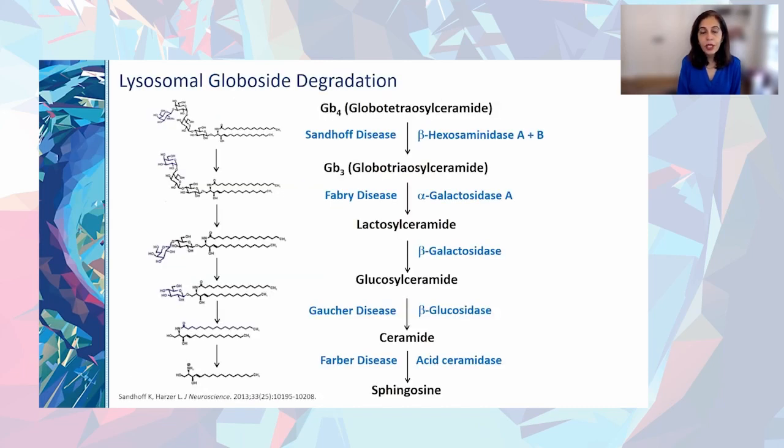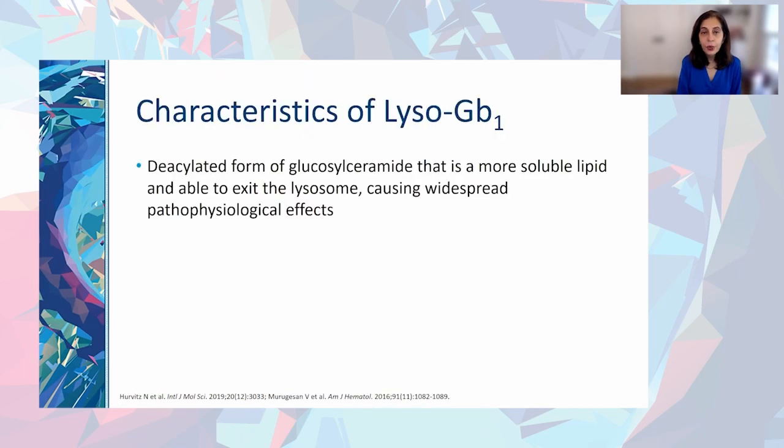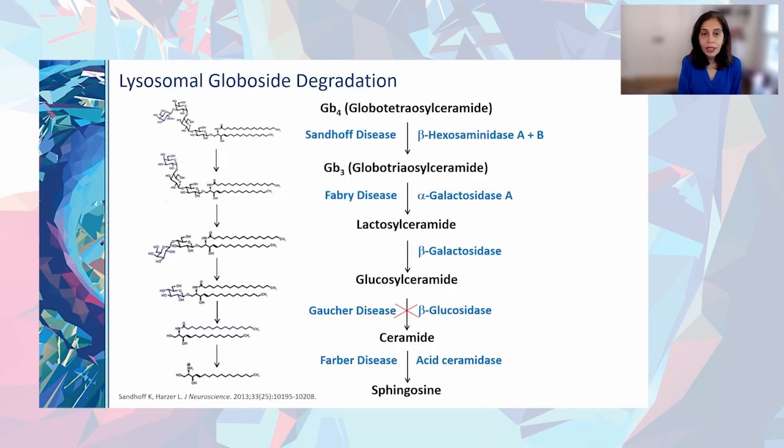So now let's look at lysosomal globoside degradation. You can see that in this whole process, glucosylceramide needs to be converted to ceramide, and the enzyme needed for it is the enzyme which is deficient in Gaucher disease, as a result of which there's a buildup of this glucosylceramide.